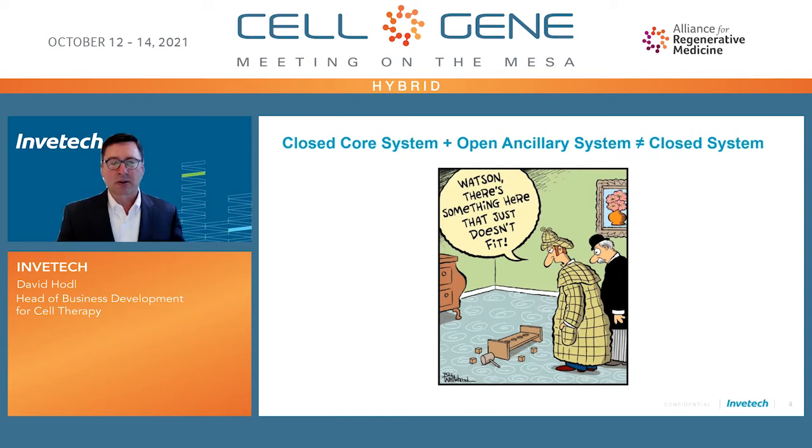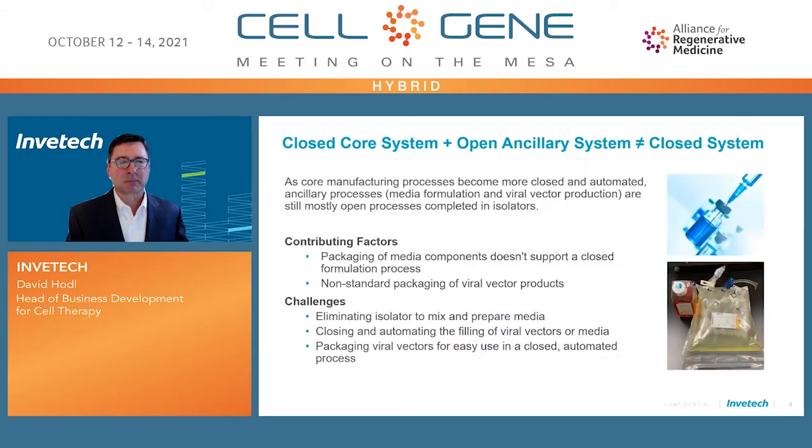I think really the cartoon says it all here. When you look at an integrated core manufacturing system as opposed to an ancillary system that has open steps, something just doesn't fit right. Now, there are some reasons why those processes don't fit right. As the core manufacturing processes become more closed, when you're looking at open steps in ancillary processes, there are some contributing factors to them remaining open.